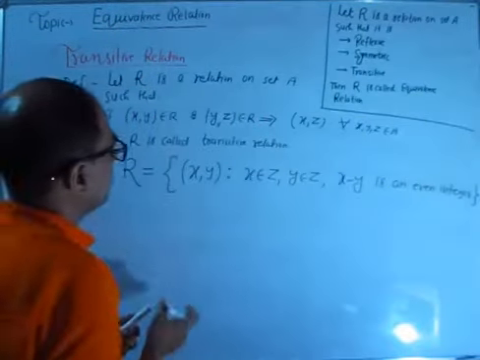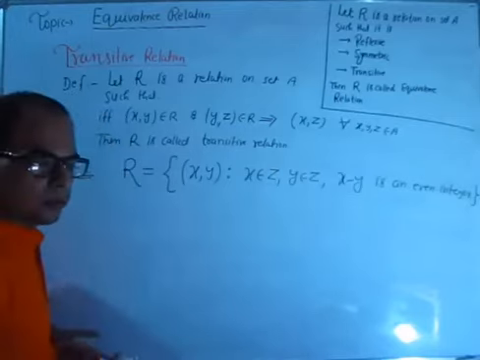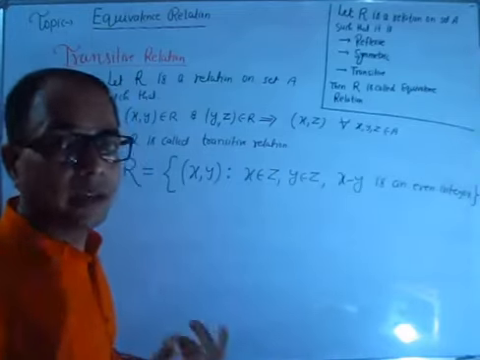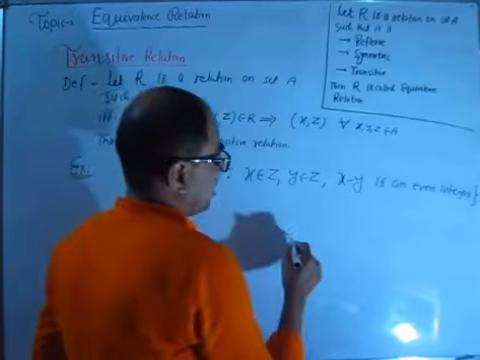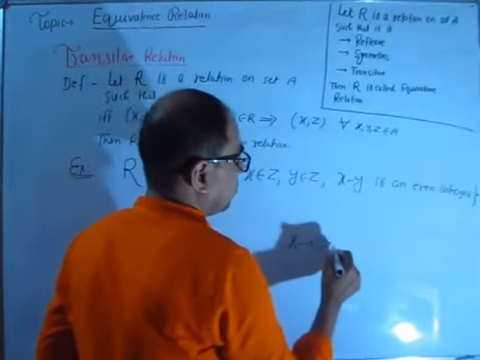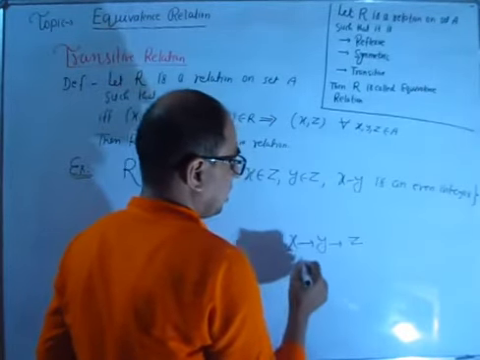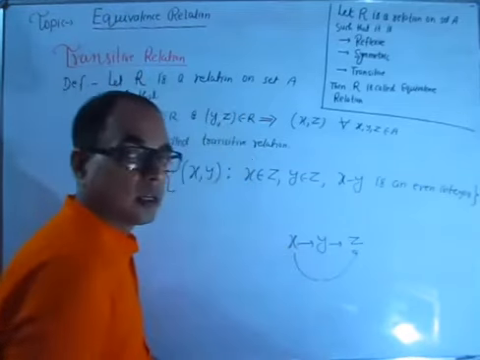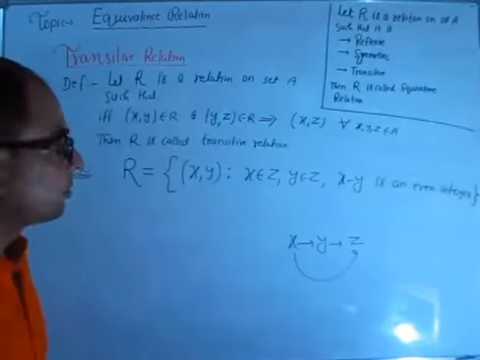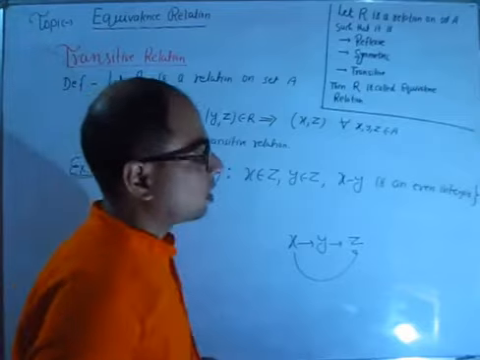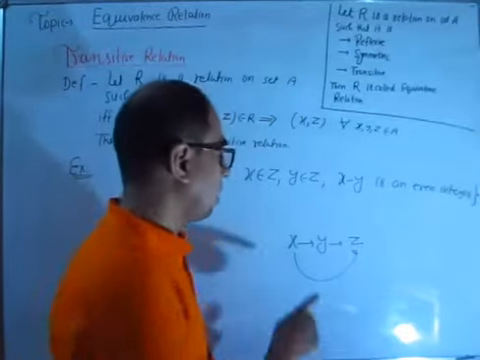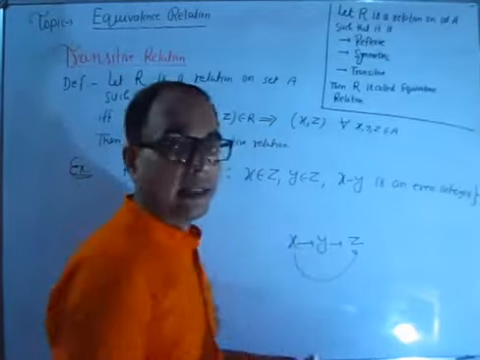Now we have to check whether this is a transitive relation or not. So what is the condition for transitivity? If X is related to Y and Y is related to Z, then X must be related to what? Z. This is the condition for transitivity. It means if you want to prove transitivity in a general way, you have to consider 3 integers.